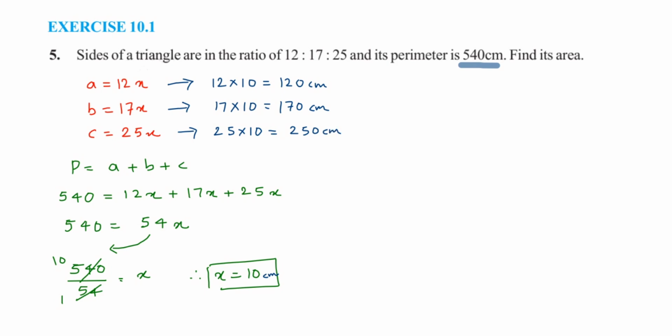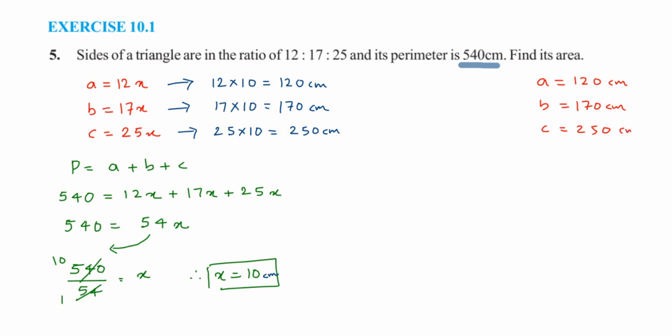Now using this we can find the area. We have to use Heron's formula. The numbers are really big, so I have to erase this because the calculation is really big. So I'll write the sides here. a is 120 centimeters, b is 170 centimeters, and c is 250 centimeters.